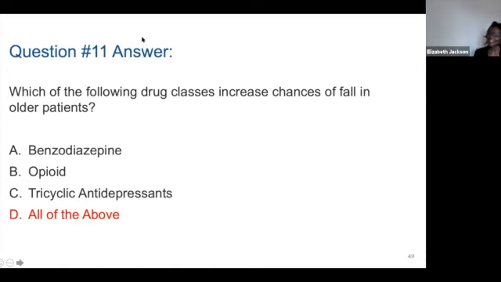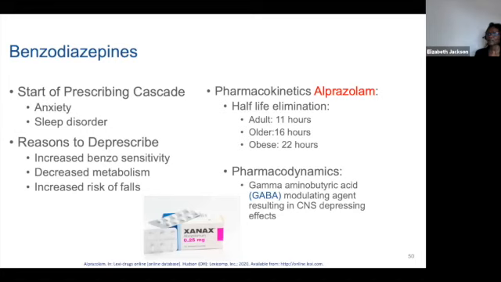All of the above is the answer. Benzodiazepines, opioids, tricyclic antidepressants, all of these can cause falls in older patients. Next slide, please. What we see here is a benzodiazepine.